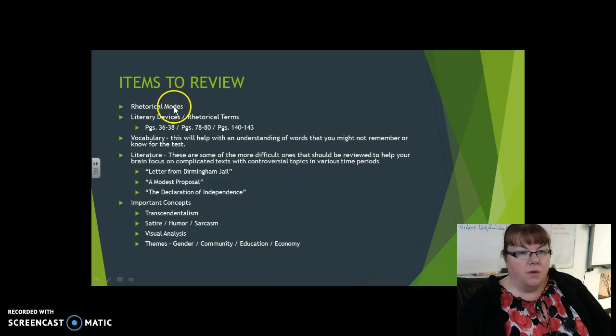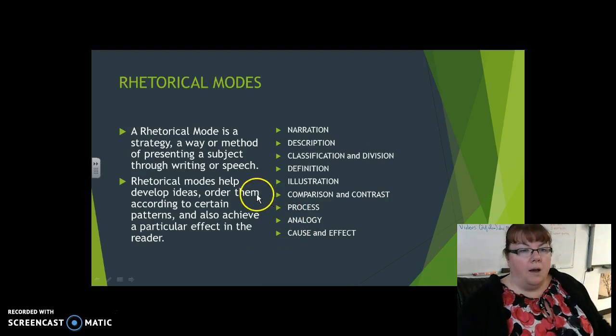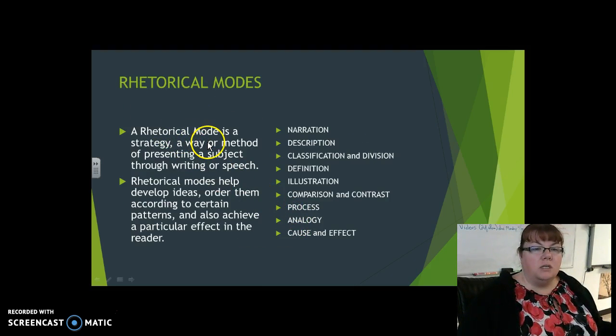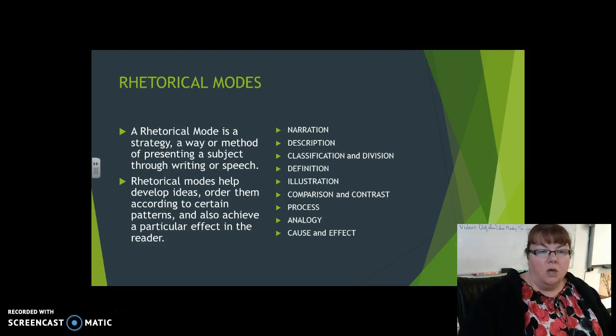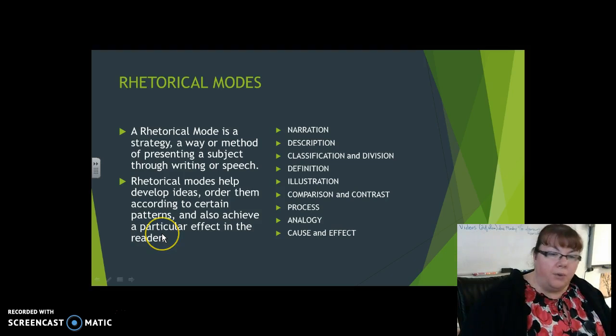Okay, so we're going to start first of all with the rhetorical modes. It's an idea of a strategy and a method that the author uses to present the subject through writing. So it's how they organized it, how they developed their ideas, what order they're put in, and there are 9 main ones that I'm going to cover right now. Each of these are covered in the next couple of slides, so you don't necessarily need to worry about writing down the names right now. But you can do it when we get to each one as we're going along.